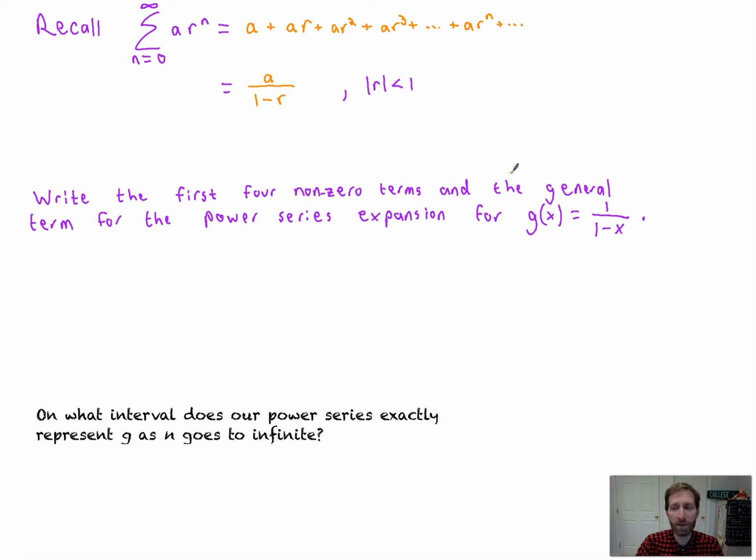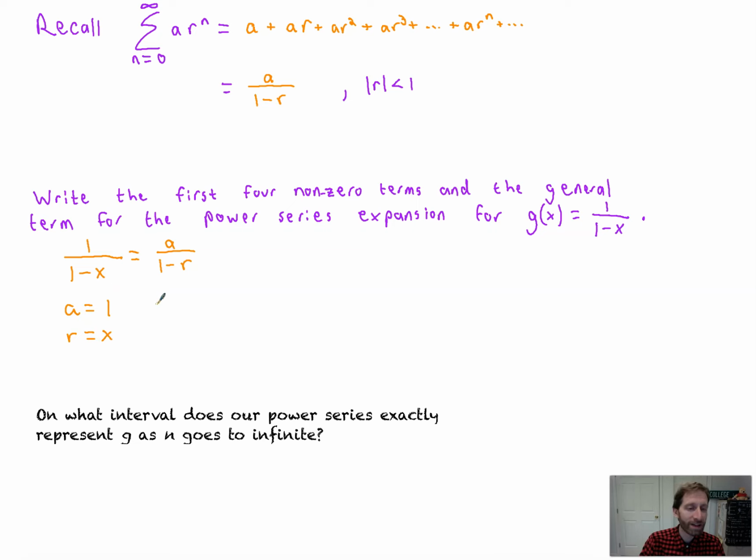Write the first 4 non-zero terms and the general term for the power series expansion of 1 over 1 minus x. So we're just going to jump right into it. Isn't 1 over 1 minus x basically in the form of a over 1 minus r? If you have something in the form of the sum of a geometric series, then we can make a geometric series out of it. So the first term a is equal to 1, and x is in the place of r.